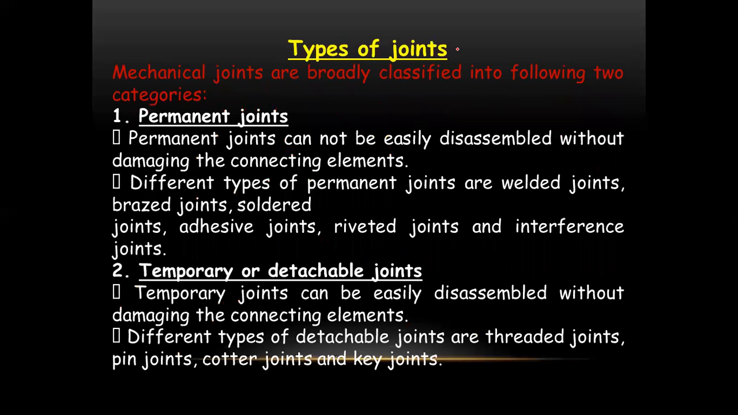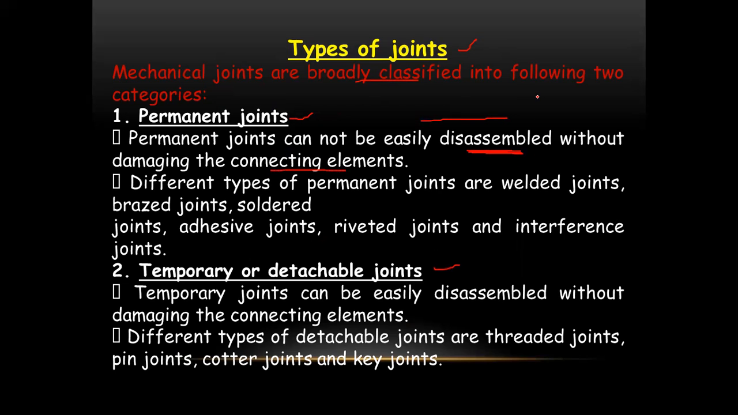Next, coming to the types of joints. Mechanical joints are broadly classified into two categories. One is the permanent joint, the other one is the temporary joint. In between, you also have the semi-permanent joint. Okay. Coming to the permanent joints, these are the joints which cannot be easily disassembled. Whatever joint we have made, later it should not get detached. That is, it should not be easily disassembled without damaging the connecting elements.